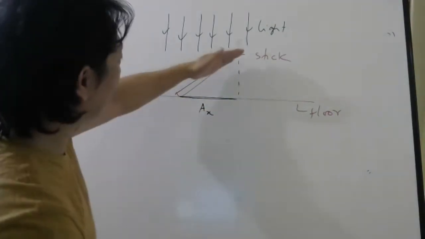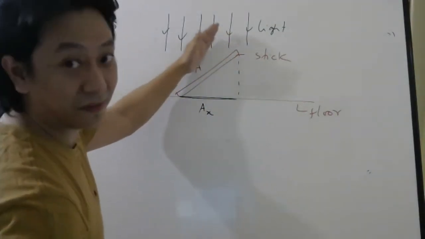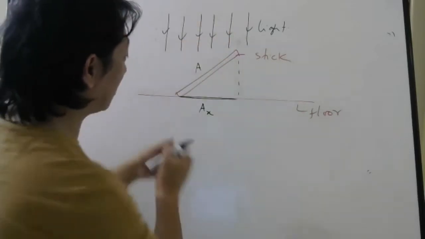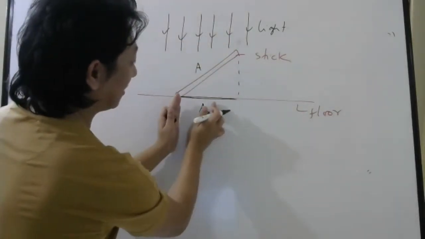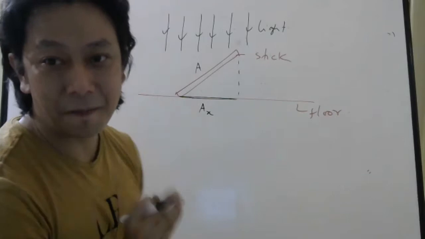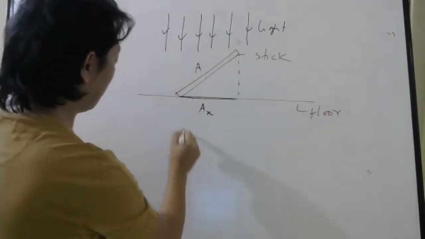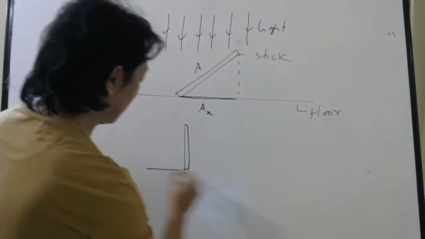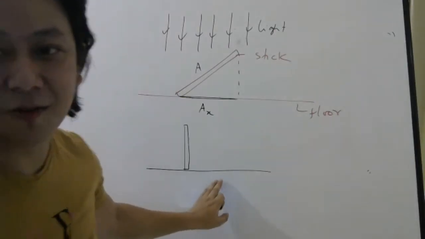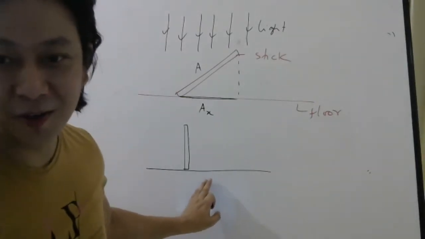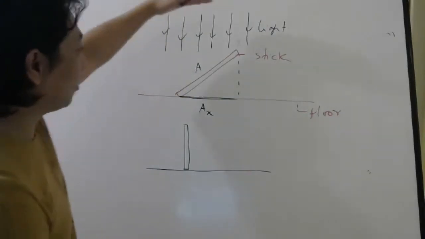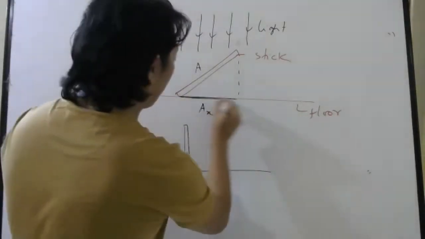So now if you make the stick like this, you can see the shadow will decrease. And when the stick becomes like this, there will be no shadow on the ground. Okay. So this is what you can do to think in terms of components.